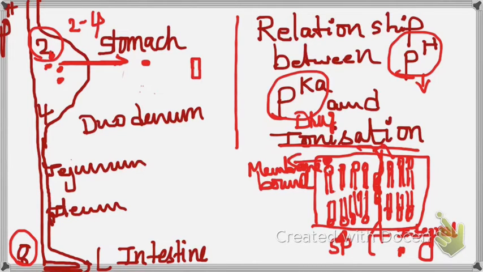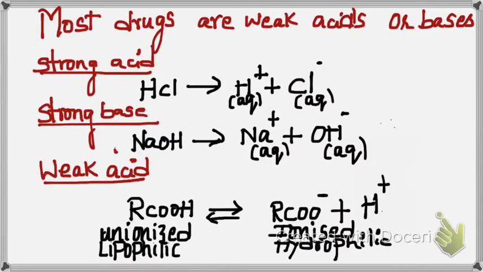So let's see the relationship between pH of the medium, pKa of the drug, and the degree of ionization. The majority of pharmaceutical drugs are either weak acids or weak bases. Before seeing how these weak acids or weak bases are absorbed at various pH as they travel through the GIT, first let's dig into some basics.